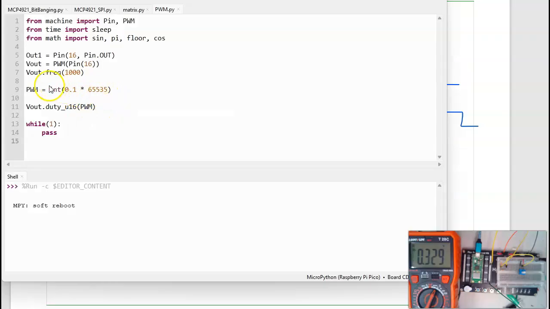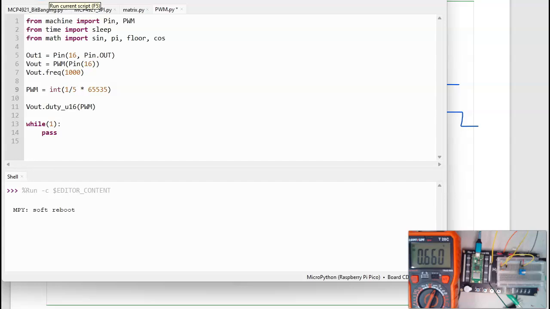So let's try that. Let's do the pulse width PWM is 10% of 65,000, 10% of 3.3 volts. What I get out is 0.33 volts. Let's try 20%. 0.659. Let's try 1 volt. So this should be 1/5. Full scale, should get 1 volt out.